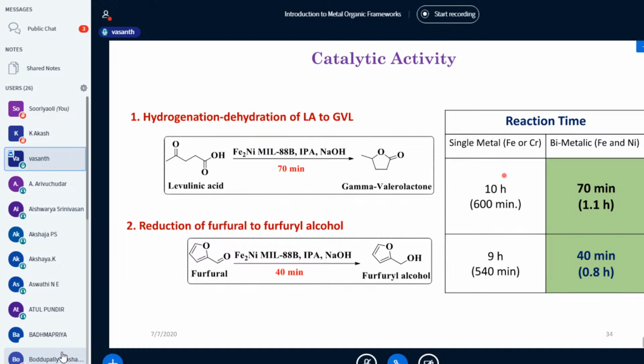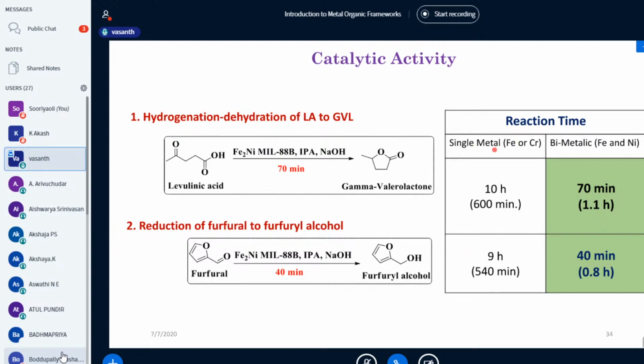For example, previously when a single metal metal organic framework was subjected to a conversion of linoleic acid to gamma-valerolactone, the conversion took around 10 hours, whereas the conversion using the bimetallic framework took just 70 minutes, from 600 minutes down to 70 minutes. So the increase in the surface area has improved the reaction time.